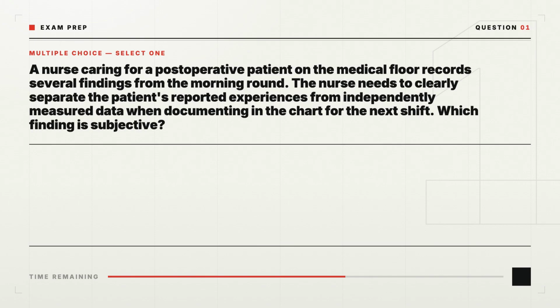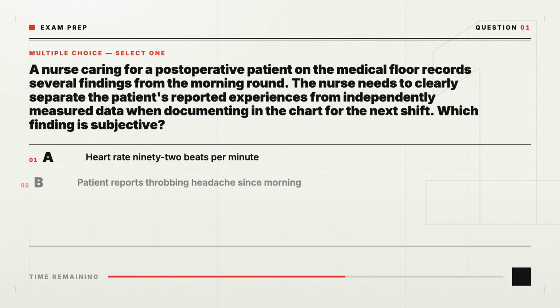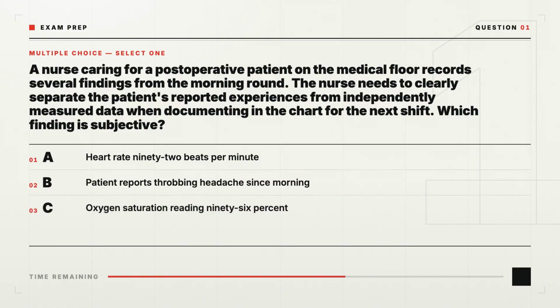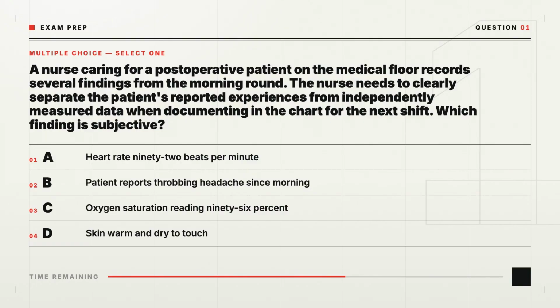Your options are A. Heart rate 92 beats per minute. B. Patient reports throbbing headache since morning. C. Oxygen saturation reading 96%. D. Skin warm and dry to touch. Which one is it? Pause the video if you need more time.